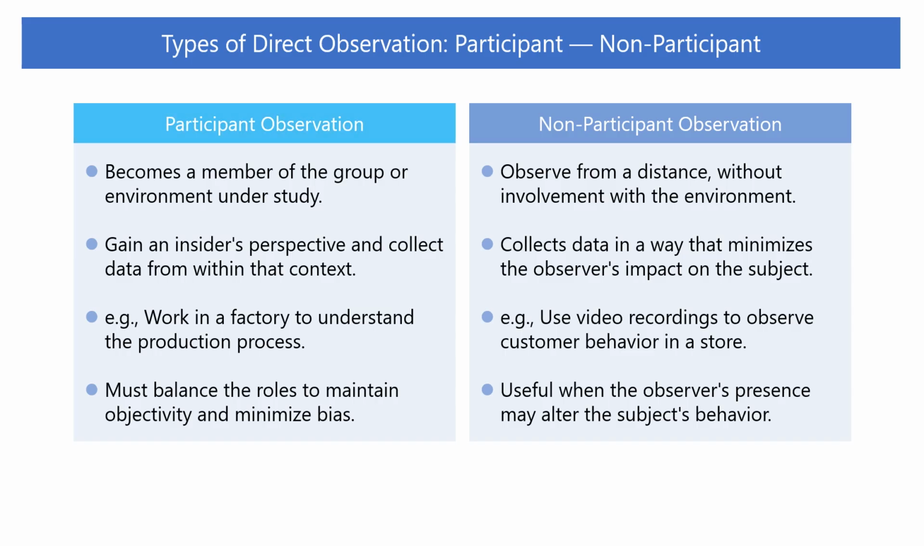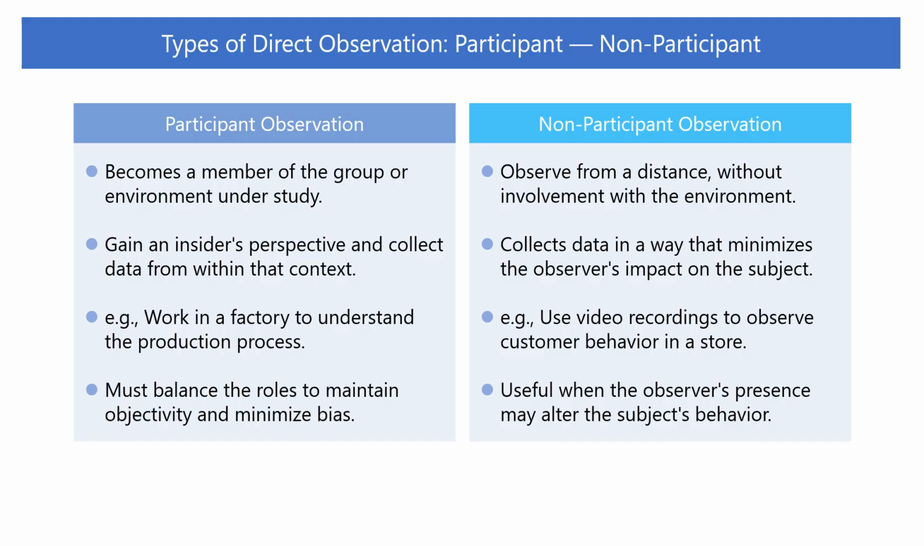In a participant observation, the researcher becomes a member of the group or environment under study. This participation allows the researcher to gain an insider's perspective and collect data from that context. For example, the researcher may work in a factory to understand the production process. When using this method, the researcher must balance the roles of participant and observer to maintain objectivity and minimize bias.